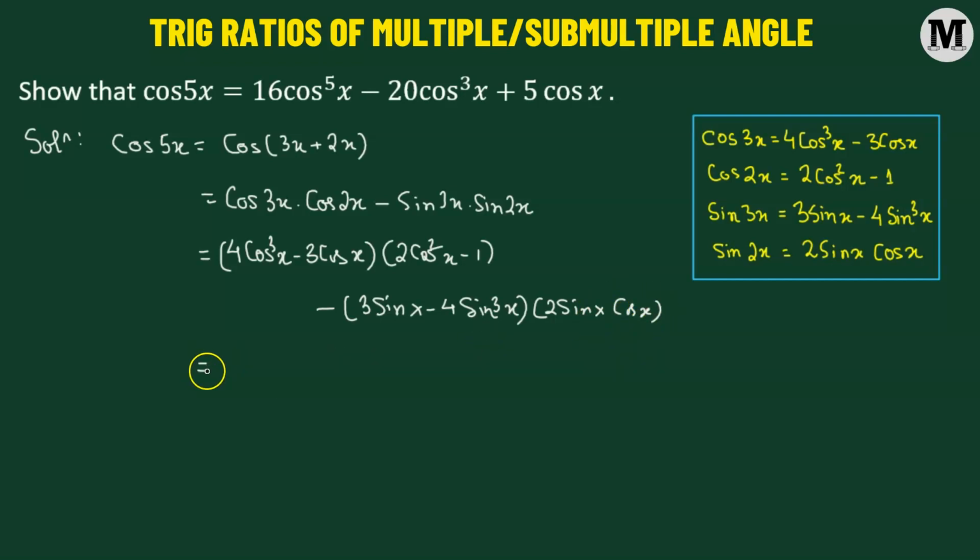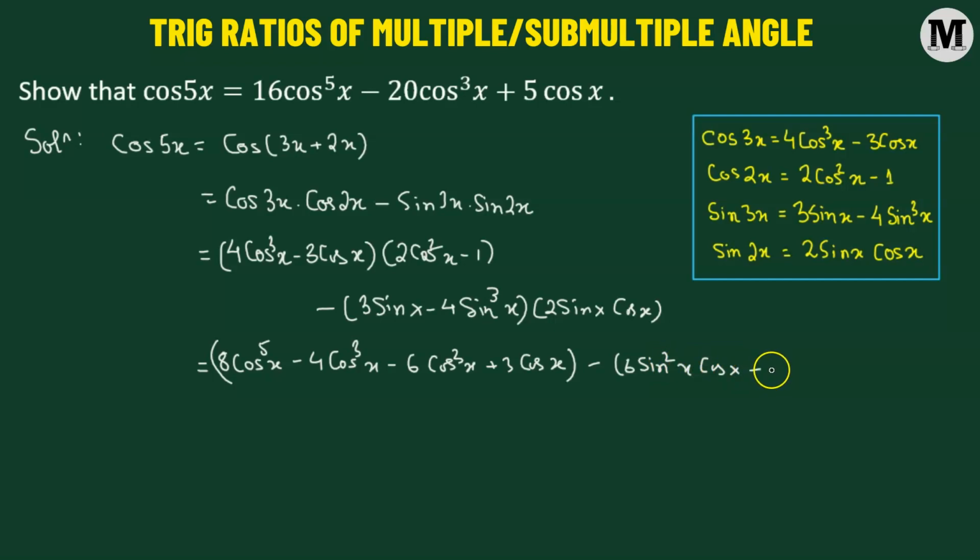Fine. So that becomes equal to, so we'll start with 4 times cosine cube x times 2 cosine squared x. So that becomes 8 times cosine of x raised to the power of 5. Then we have negative 4 cosine cubed x minus 6 times cosine cubed x plus 3 cosine x minus, next what we'll do, we'll multiply 3 sine x with 2 times cosine x. So that gives us 6 sine squared x multiplied to cosine x. And we have negative 4 times 2, that's 8, 8 sine x raised to the power of 4 times cosine x.